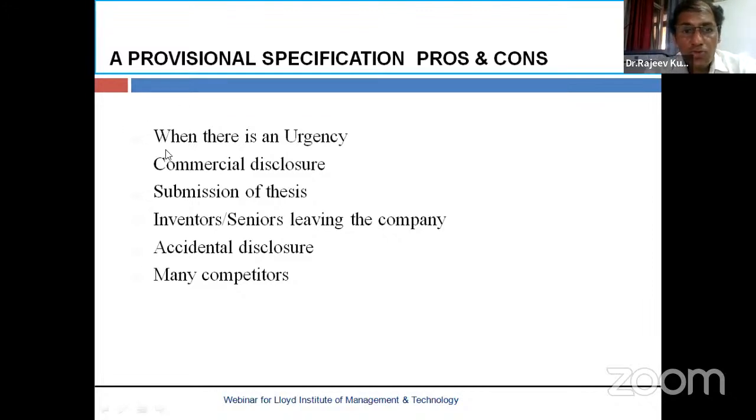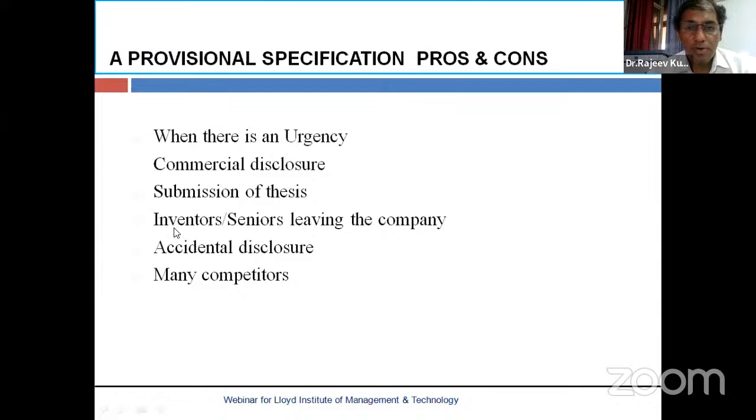So a provisional application should only be filed when there is an urgency and you have to show your product to some other company for selling your invention in the form of a license, or you are planning to submit your thesis, because a thesis is a public document. अगर आपने अपनी thesis submit कर दी तो वो public domain में चली गई, तो आपको thesis submit करने से पहले ही you have to secure your patent over it, provided you have something very novel.